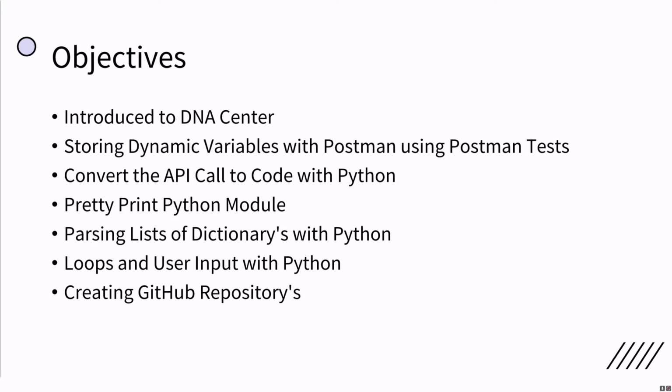We're going to look at parsing through lists of dictionaries with Python because that's a very big use case when doing API calls and scripting against something with an open API. We're going to look at coding loops with Python and accepting user input. And finally, we'll get into creating GitHub repositories so you can create a GitHub repository of your own.